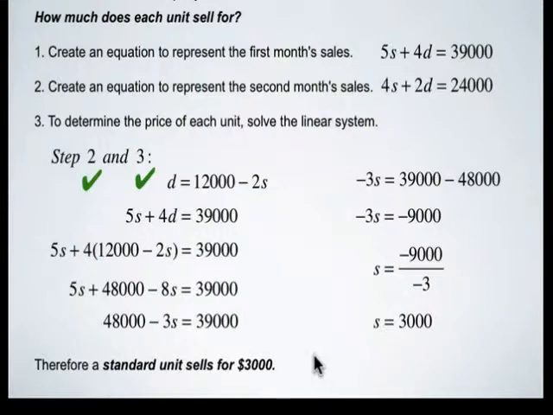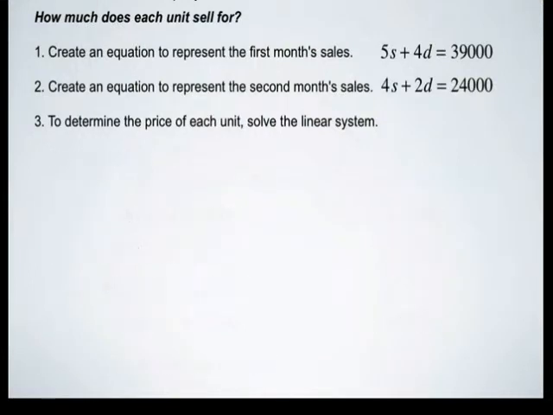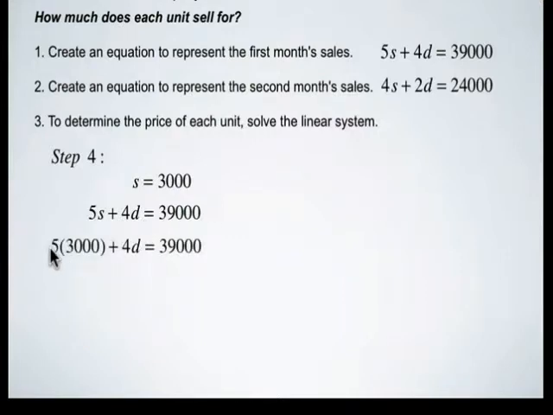So now what we have to do is determine how much each deluxe unit sells for. So we're going to now substitute S is equal to 3,000 into our equation 5S plus 4D equals 39,000. And so when we do that, we get 5 times 3,000 plus 4D is equal to 39,000. 5 times 3,000 is 15,000, plus 4D is equal to 39,000.